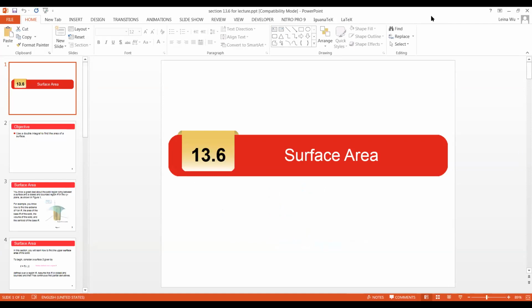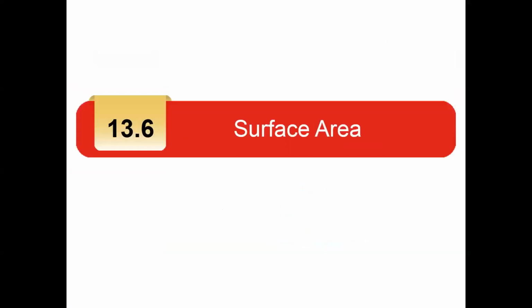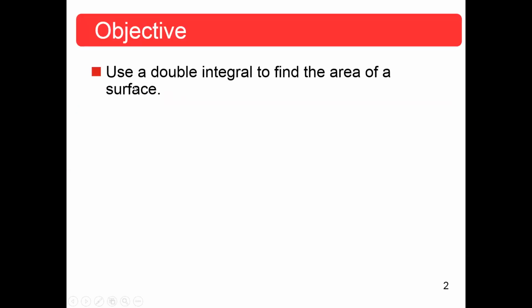All right, so we're gonna talk about this short section, which is 13.6, surface area. This is a pretty short section, so we can finish this real quick. The goal of the section is to talk about how we use a double integral to find the area of a surface.